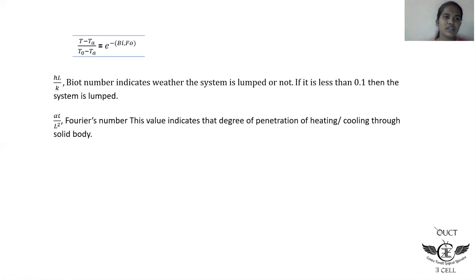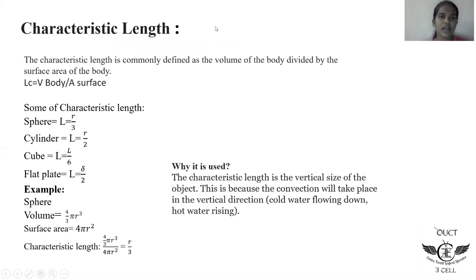Why are we using the Biot number and the Fourier number? The Biot number indicates whether the system is lumped or not. If the value of the Biot number is less than 0.1, then the body is a lumped body. The Fourier number indicates the degree of penetration of heating or cooling through a solid body. And we are looking at the characteristic length. Why are we using it? The characteristic length is commonly defined as the volume of the body divided by the surface area of the body. Some characteristic lengths, like for a sphere, cylinder, cube, and flat plate, are given here.